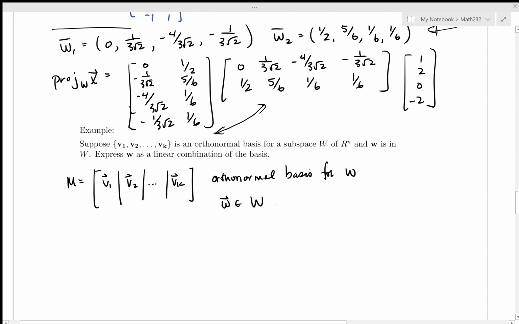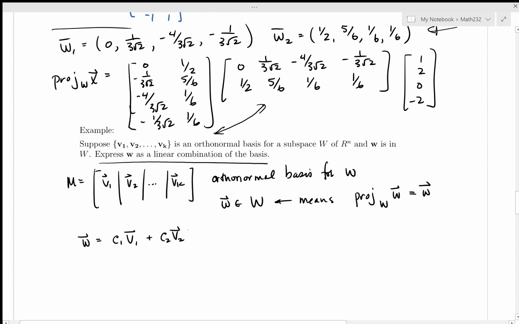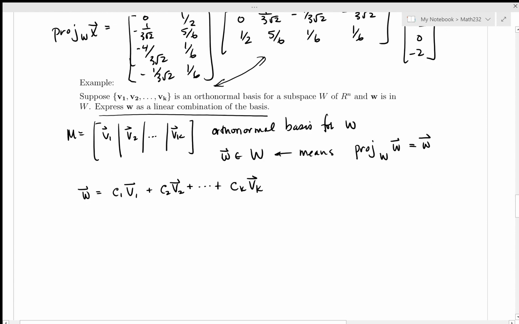What does that mean? That means the projection onto W of w is equal to w, right? Because the thing is already there. So when you project it, nothing happens. It's itself. Okay, so what we're being asked is to express w as a linear combination of the basis. That means we want to set up w as C1 times V1 plus C2 V2, etcetera, through CK VK.